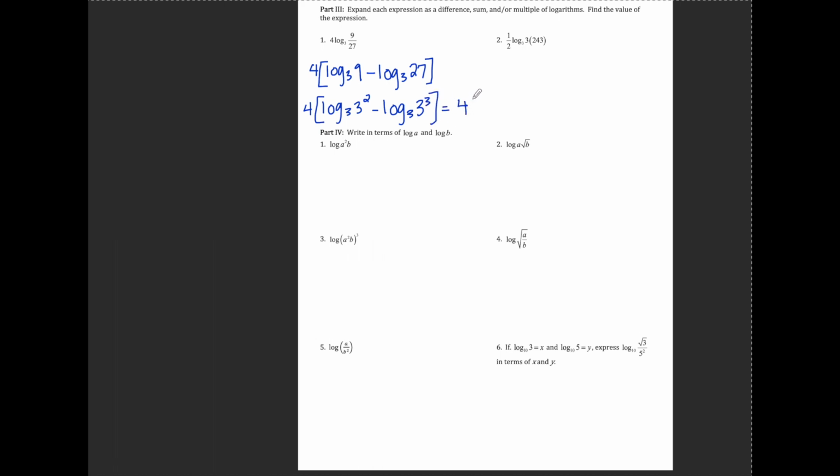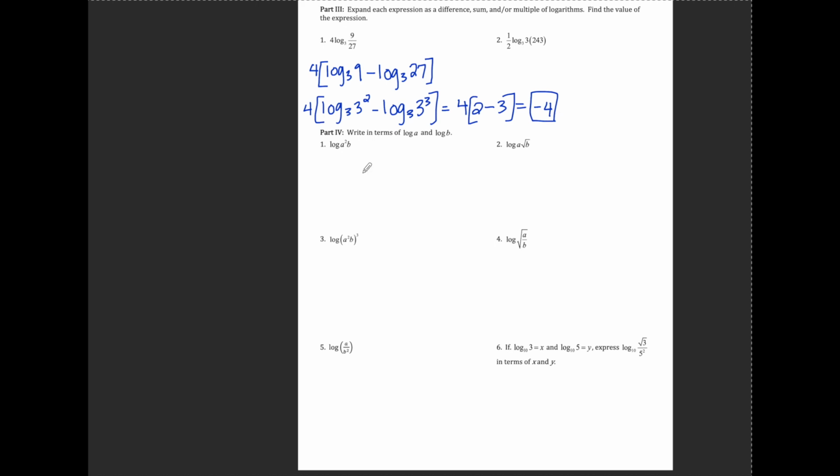So now I have 4 times log base 3 of 3 squared. The log base 3 of 3 cancels. I'm left with just the 2 in the exponent. And the log base 3 of 3 cancels. I'm left with the 3 in the exponent. So now I have 2 minus 3 is -1 times 4 is -4.